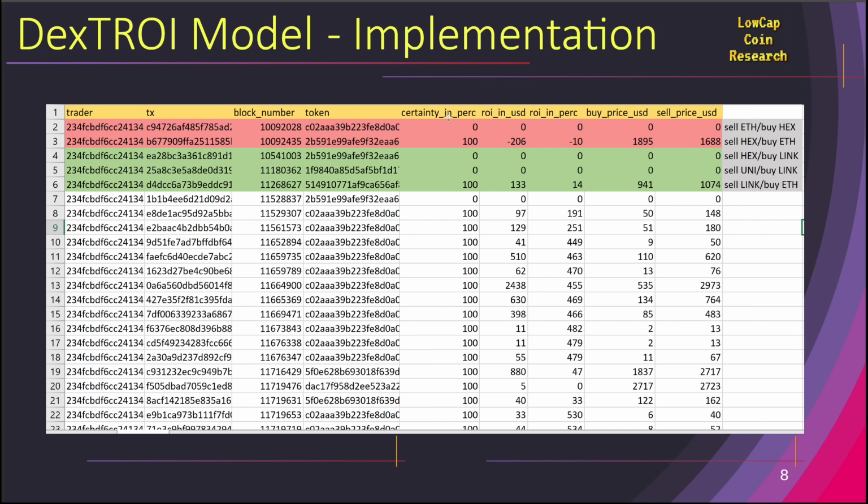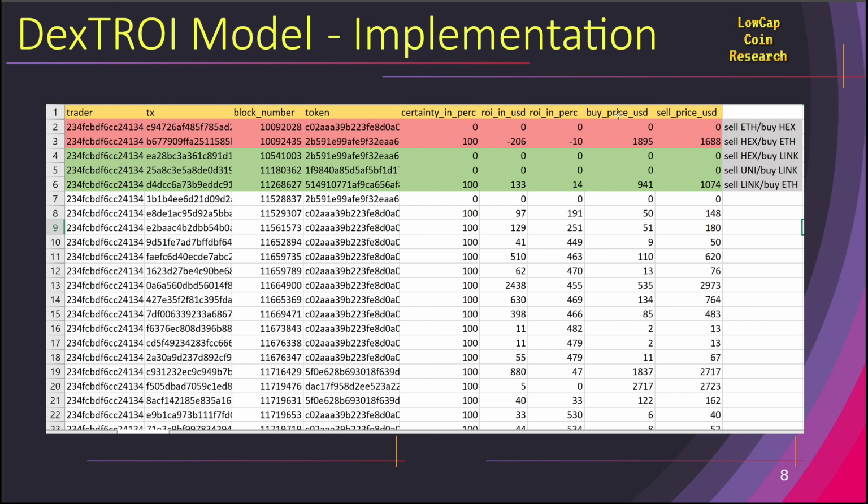Because we only observe transactions from decentralized exchanges and not from all exchanges, it can happen that in some cases we don't have enough data to explain a sell operation. So in this case, certainty can't be 100%. The next columns are return on investment in USD and percentage. And the last two columns are the buy and sell prices of the token of the corresponding transaction.